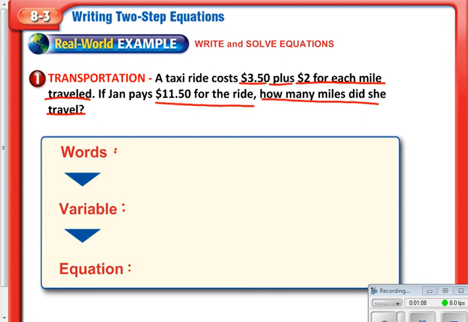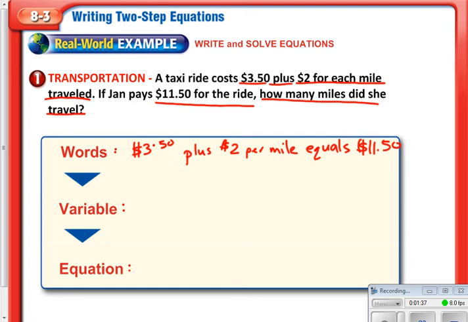Well, we know we spend $3.50 for the taxi service, and then it said plus $2 per mile, and then that was going to equal, because this is what she paid in the end, she pays $11.50. So now we wrote out the whole scenario in words.